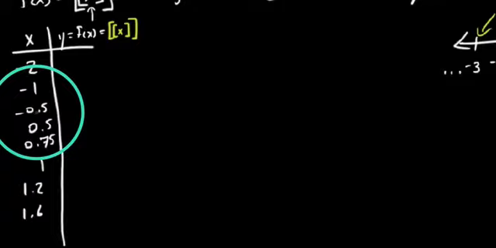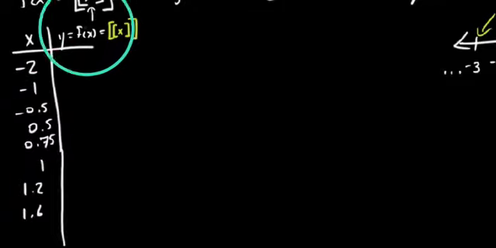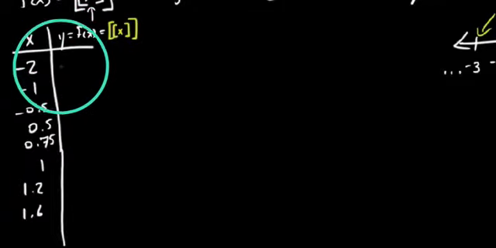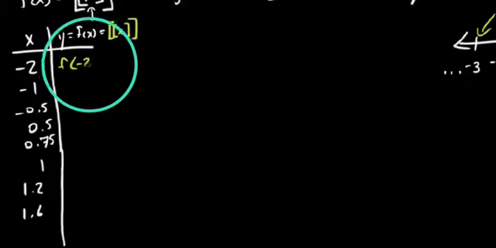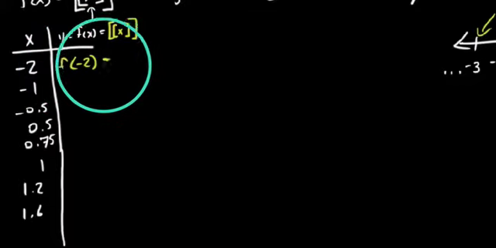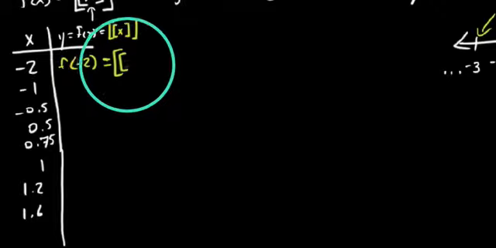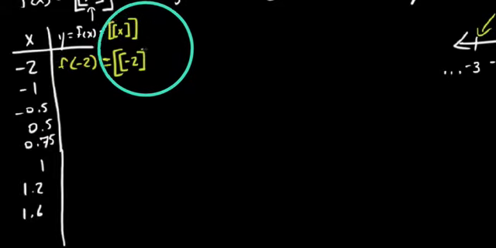Let me scroll back down here. I'm going to plug a few of these in, and for the first few I'm going to use notation. So negative 2: if we plug this in, f of negative 2 would be equal to this double bracket negative 2, which really means the greatest integer less than or equal to negative 2.